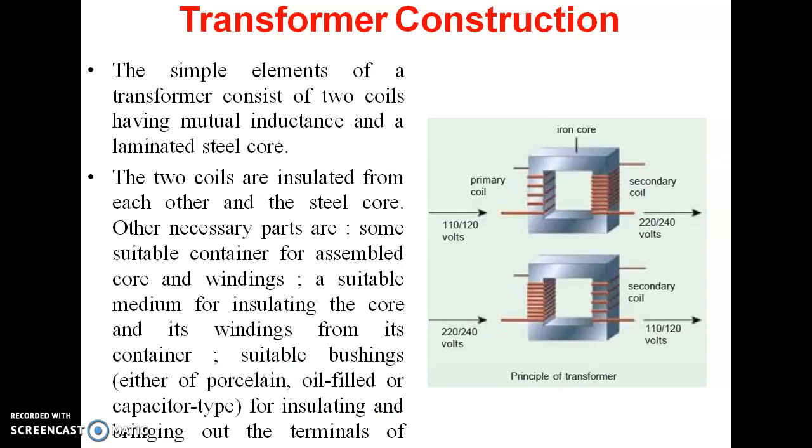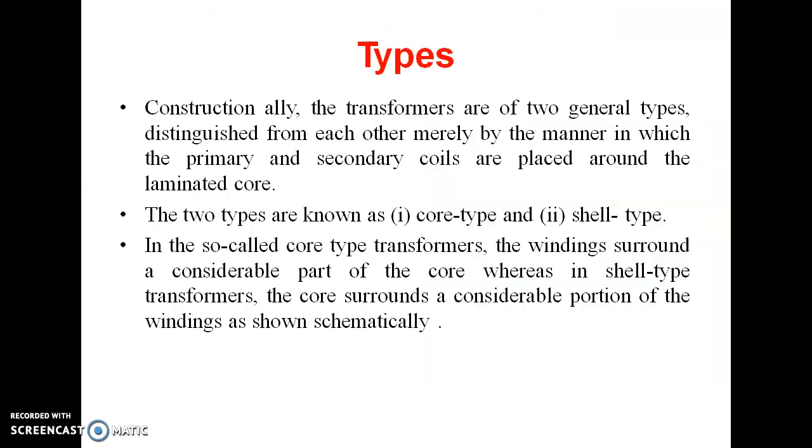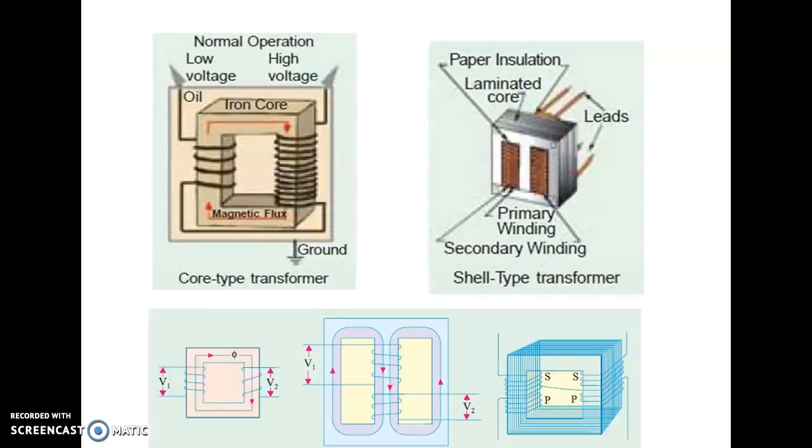This is a transformer construction. Primary coil, secondary coil, and primary voltage 110, secondary voltage 120 volts. The simple elements of a transformer consist of two coils, having mutual inductance, and a laminated steel core. And types of transformer based on the construction are core type and shell type. This is the core type transformer and this is the shell type transformer.